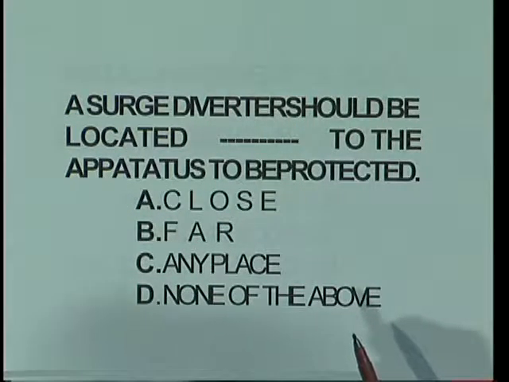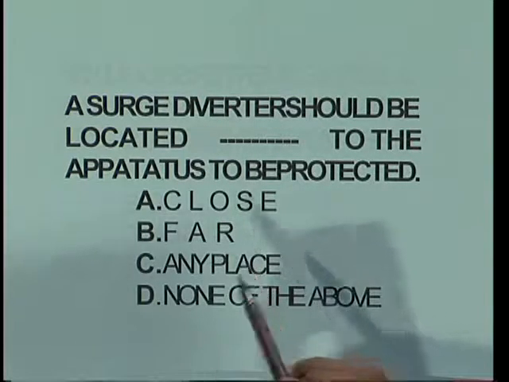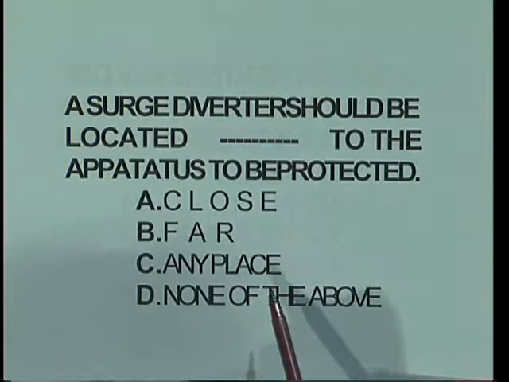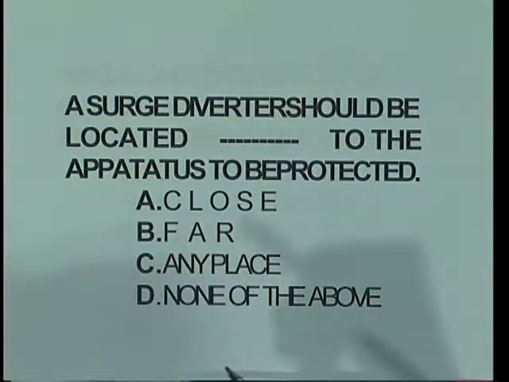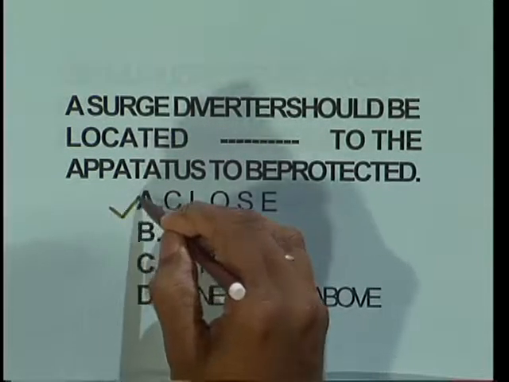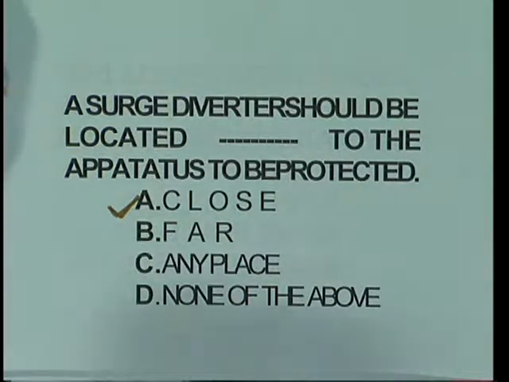Next one is: a surge diverter should be located dash to the apparatus to be protected. A. close, B. far, C. any place, D. none of the above. The correct answer is close, or near to the equipment.